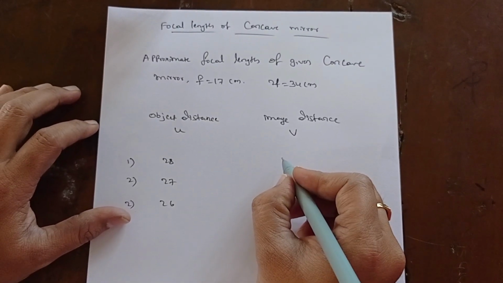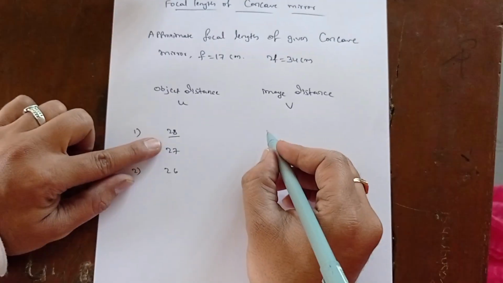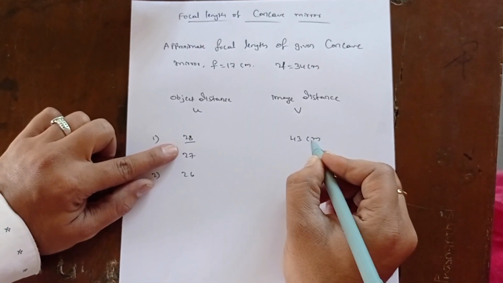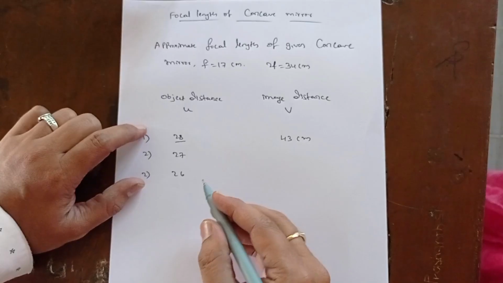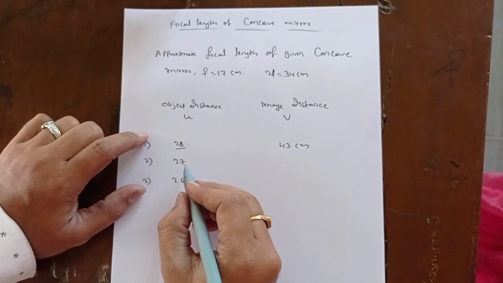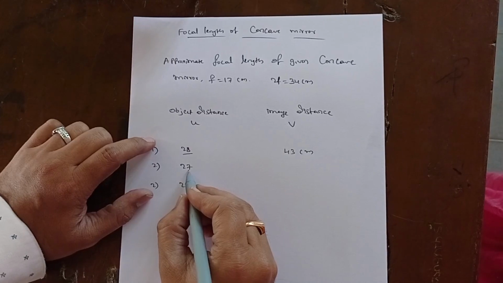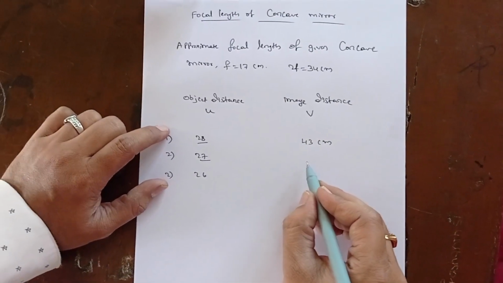Here 28 centimeter is the object distance. For this object distance the image distance is 43 centimeter. Next I will do the second reading. I am decreasing the distance by 1 centimeter, so 27 as the object distance. Now for this object distance I am finding the image distance.